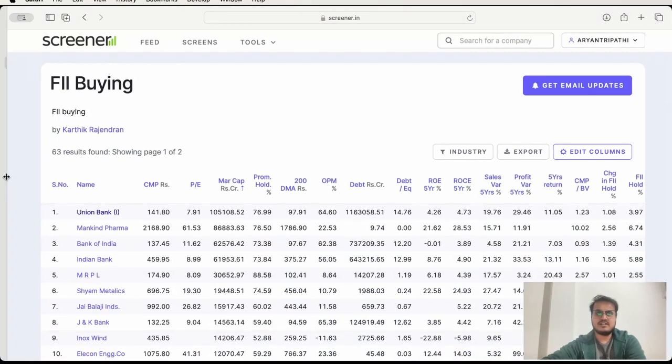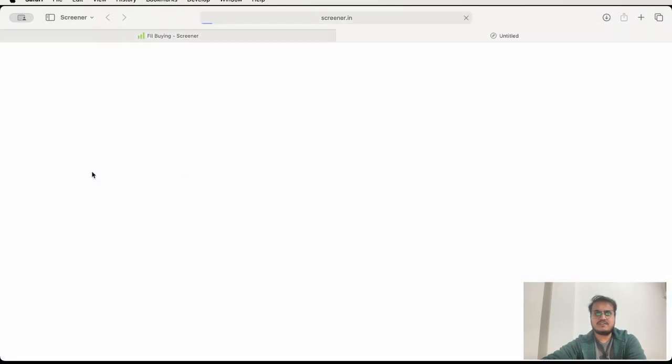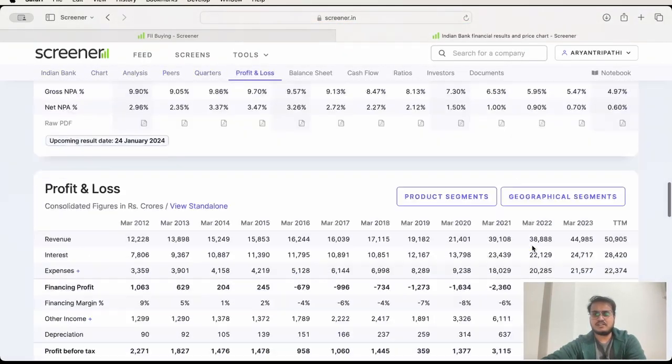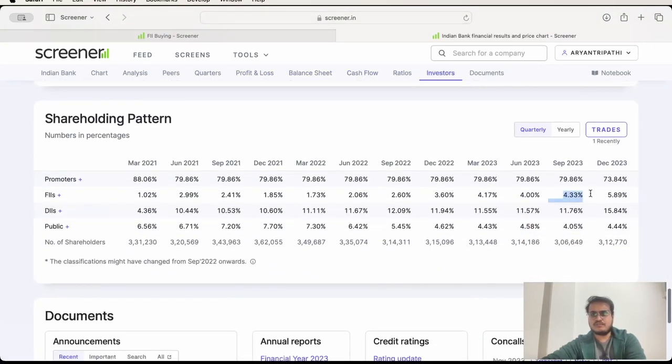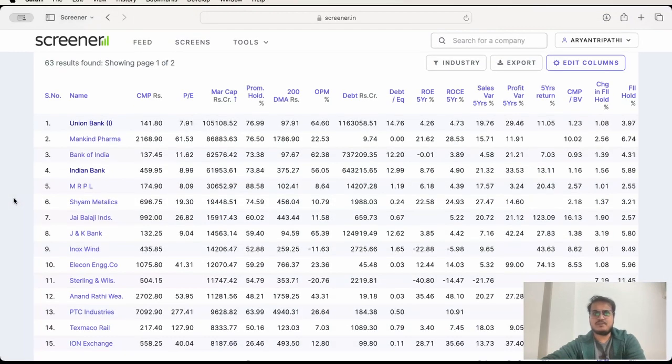If you go back and click on Indian Bank, for example, you'll see a similar pattern. Go to the shareholding pattern, and you'll see they increased their holding from 4.33 to 5.89. So if you are interested in stocks where FIIs put their money, then this screen can be useful for you.